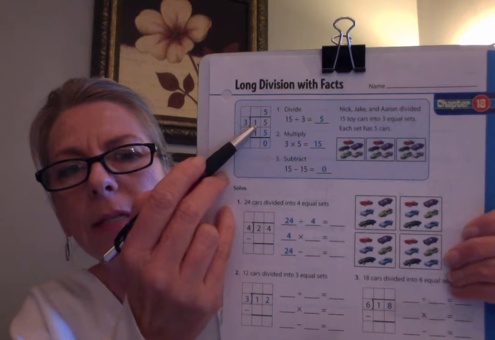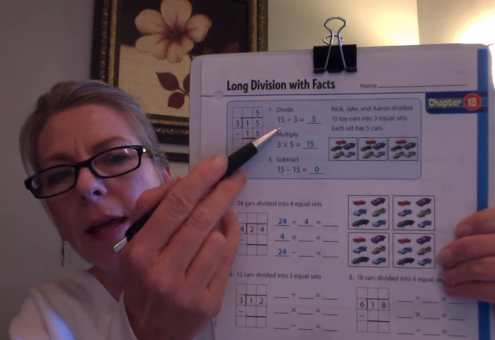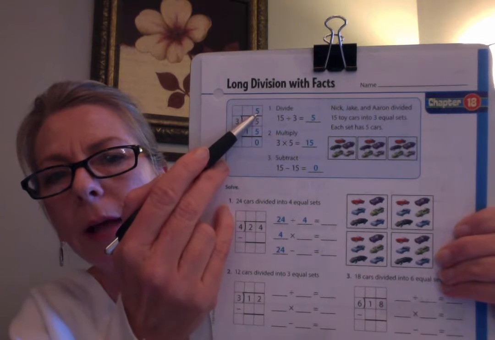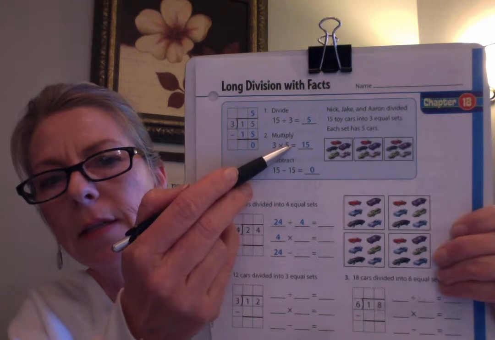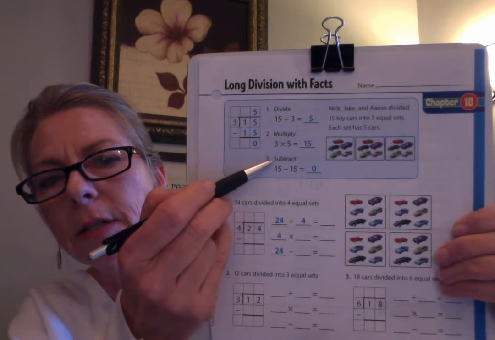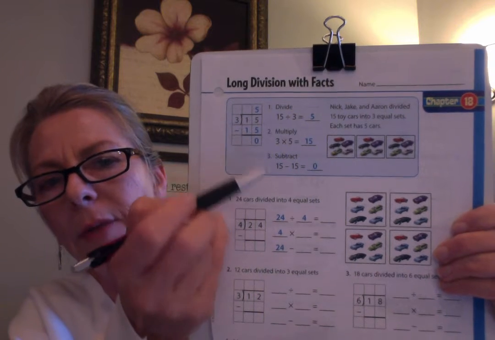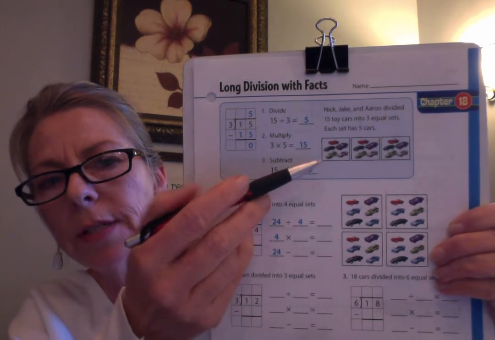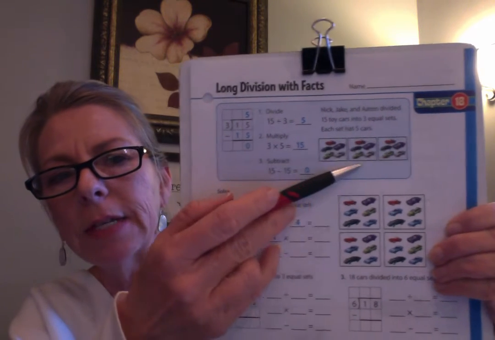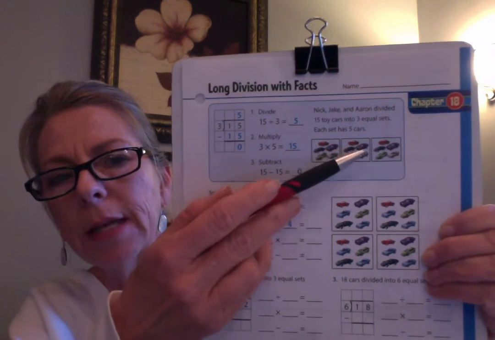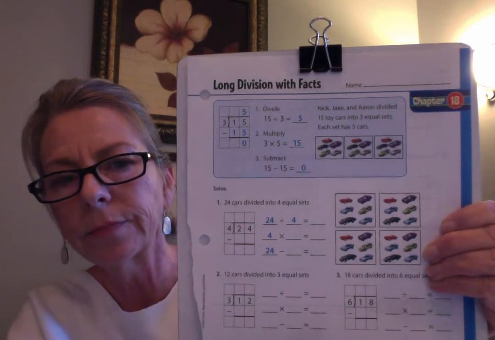Okay, so this time Dad divided 15 divided by 3. He said it was 5. Then Mom comes along and multiplies 5 times 3, so you can see it right there, and that equals 15. And then Sister subtracts, so we put the 15 under the 15, and we subtract, and we get 0. Those are the steps for dividing 15 by 3. So here you can see we have 15 cars. We've divided them into 3 sets, and it means 5 cars in each set.